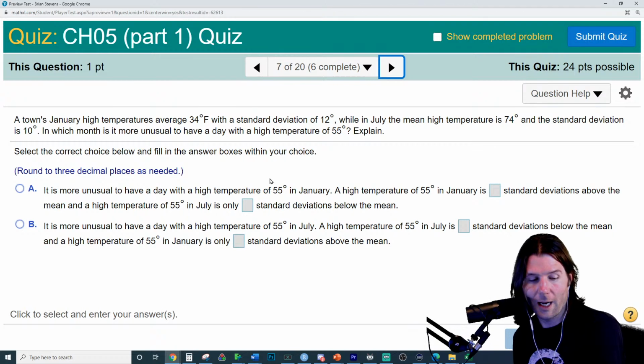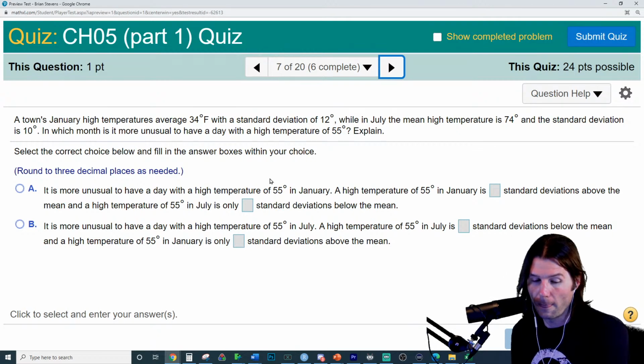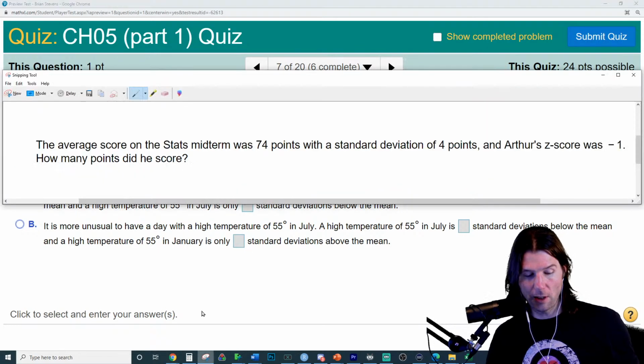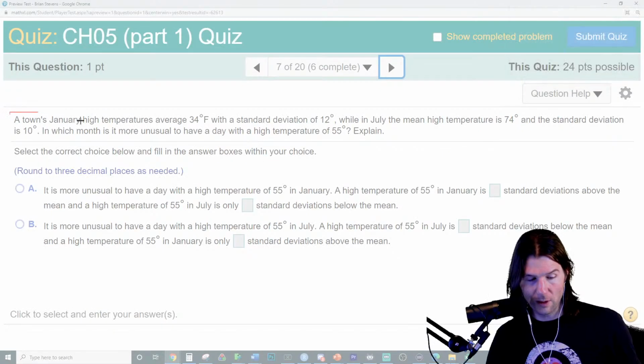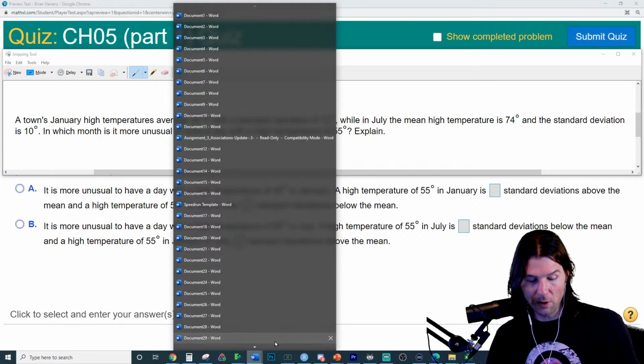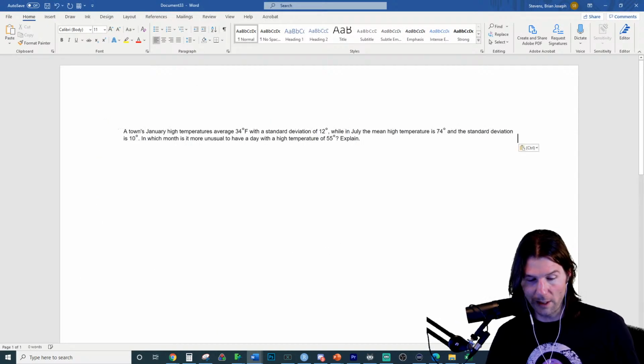A town's January high temperature is 34 degrees with a standard deviation of 12, while in July, the mean temperature is 74 and the standard deviation is 10. Fun times. In which month is it more unusual to have a 55-degree day? Now, this 74 and 55 one's a little bit nice. Let's go grab this information. And to standardize these, to figure out which is more unusual, we're going to turn them both into whats?